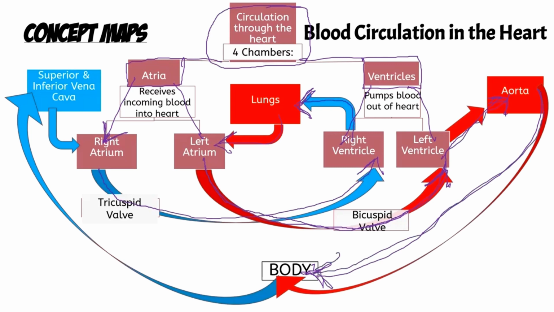And then from the body uses up all the oxygen, and so the blood turns blue now. So from the body, we follow this up to the superior and inferior vena cava, which goes into the right atrium of the heart. And we follow this chain of events all the way through again. So this is kind of a concept map and a flow chart combined.